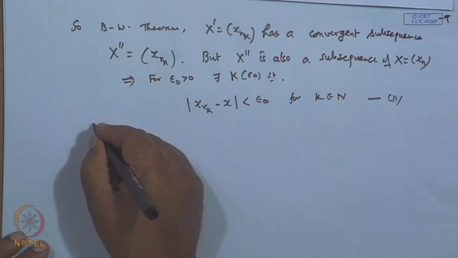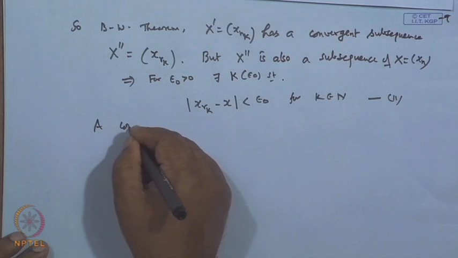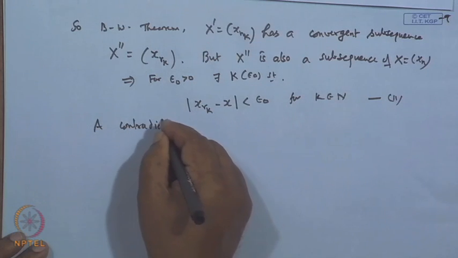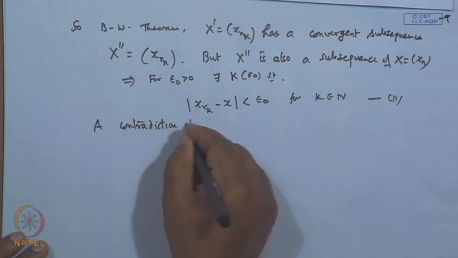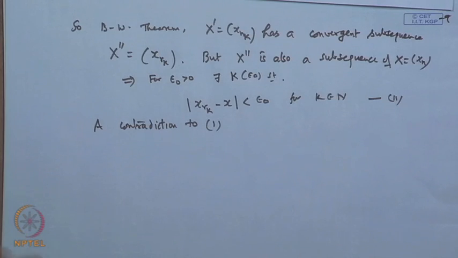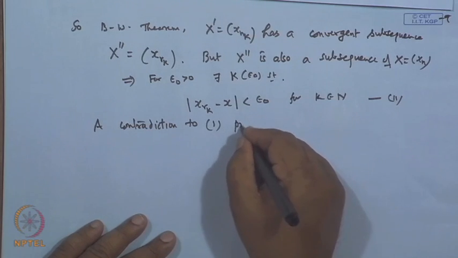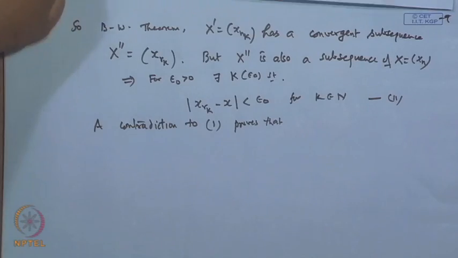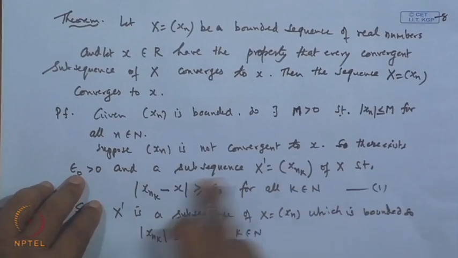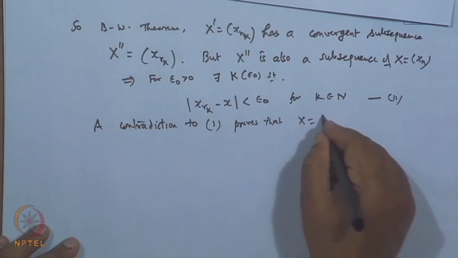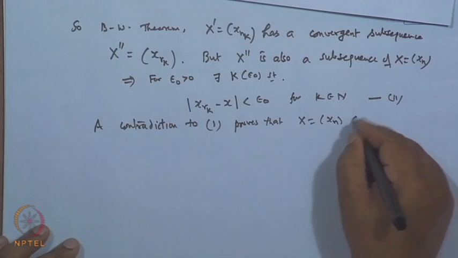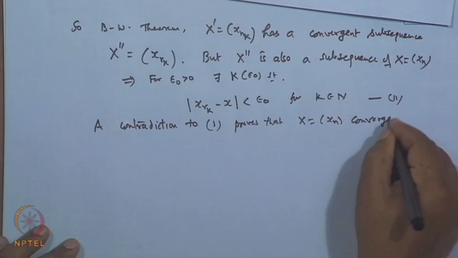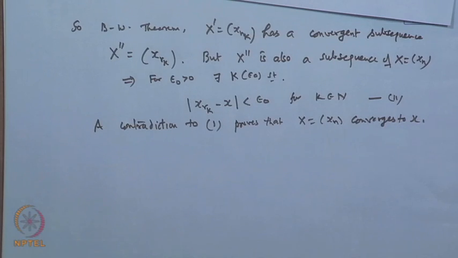So, a contradiction to 1 proves that... So, why is it a contradiction? Because our assumption is wrong that x n is not convergent. This proves that the sequence x n is convergent. x n converges to x. This is what we have.